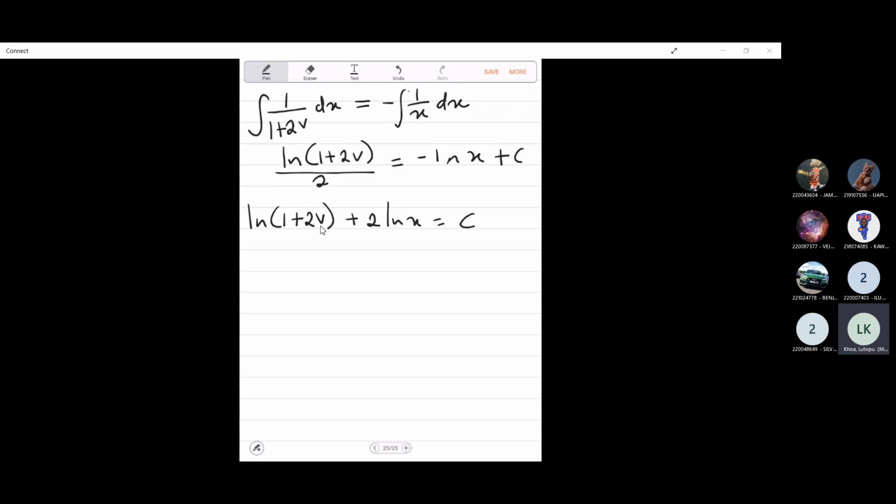Okay, then we have to rewrite this v in terms of y because v is a substitution we made. So I will have ln of 1 plus 2y over x plus 2 ln of x. This is equal to c. And that is our solution.